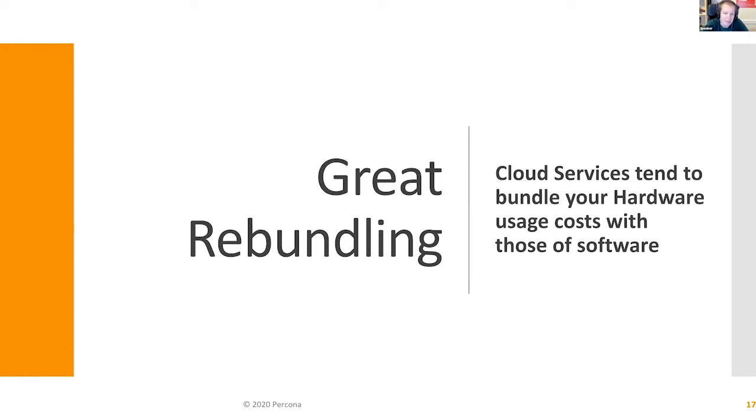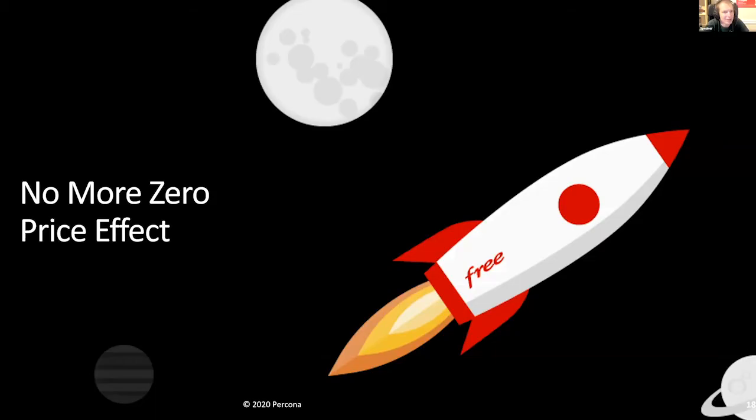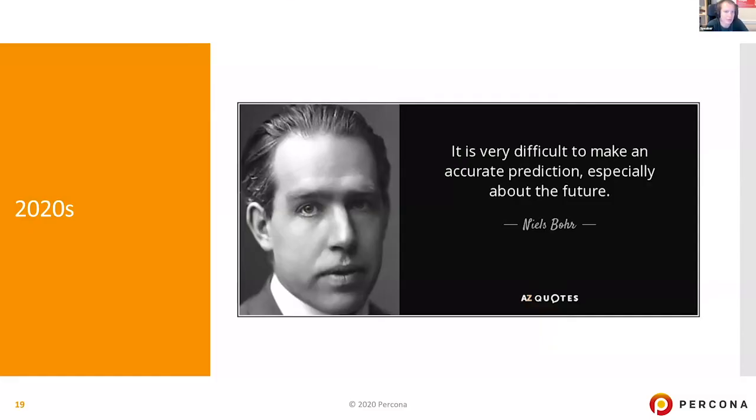In the cloud, you always pay for usage, whatever it is, $1 an hour for just your Linux box, or $2 an hour when it runs some proper database. Well, it is much more hidden, and there is no more zero price effect, which is a powerful psychological effect, which draws on how humans are attracted to free stuff. And I think that's one of the important drivers of open source success.